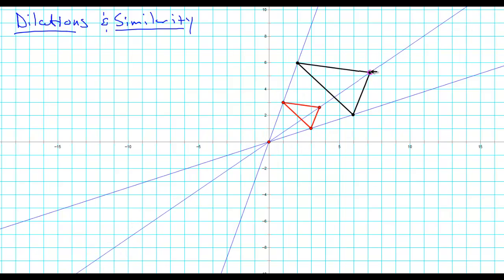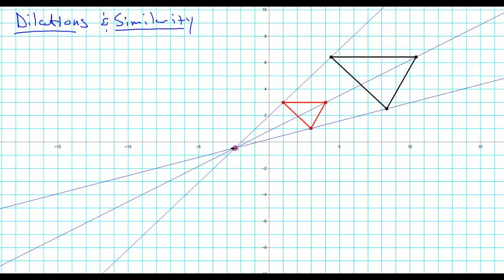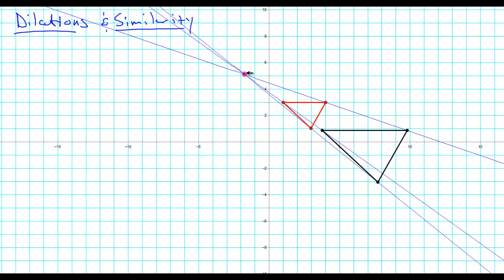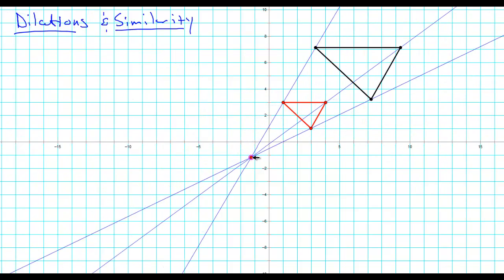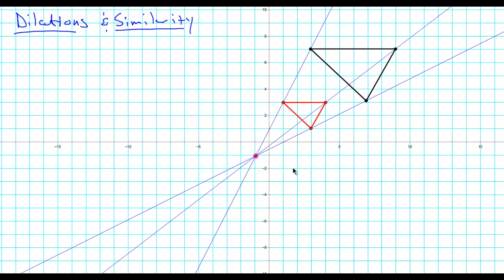But what can happen is we can move away from the origin. So I can take my center of dilation and move it to here, move it wherever I want. Now I look at how far I am from this point. So I go over 2, up 4. Well, I should expect the next one is double, so I'm going to go over 4, up 8.